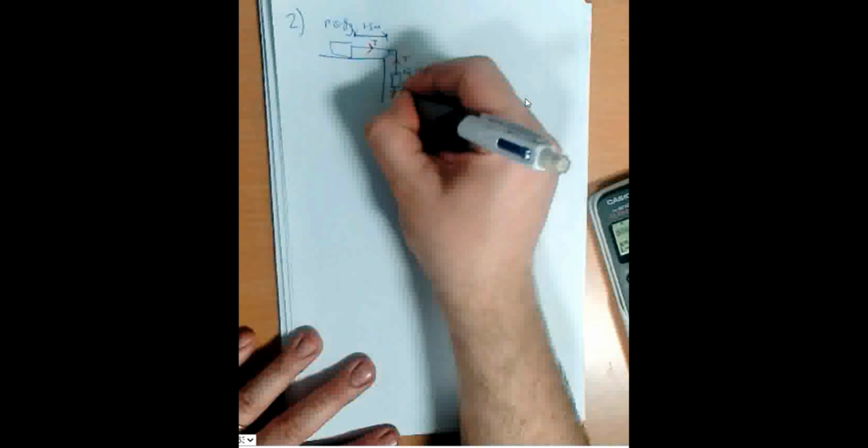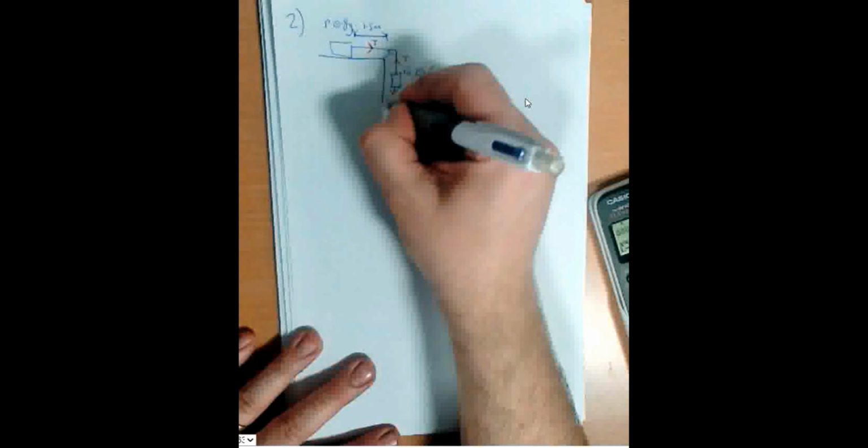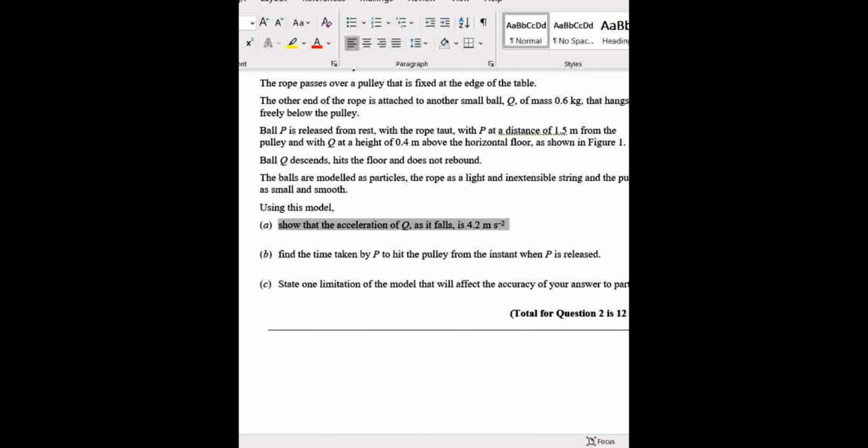Remember that the tensions always come in pairs, and they are equal and opposite. Not forgetting, of course, the force, the weight of Q, 0.6 g. Now this question is a significant number of marks, so there's a significant amount of work to do.